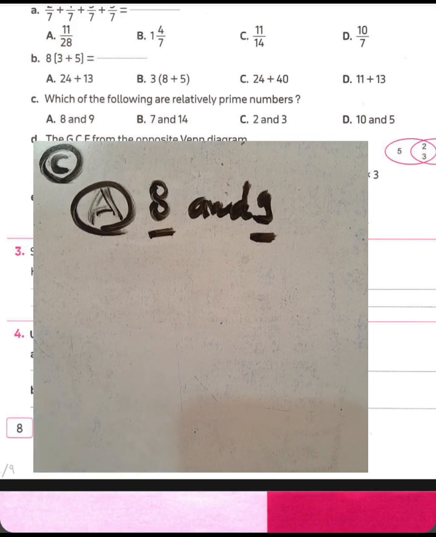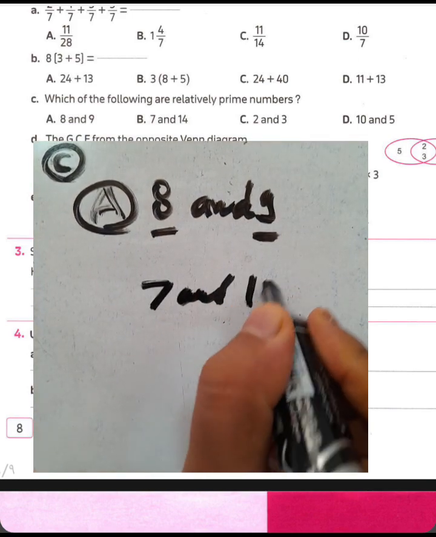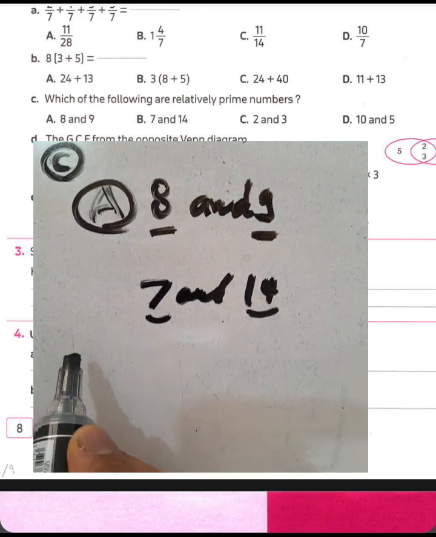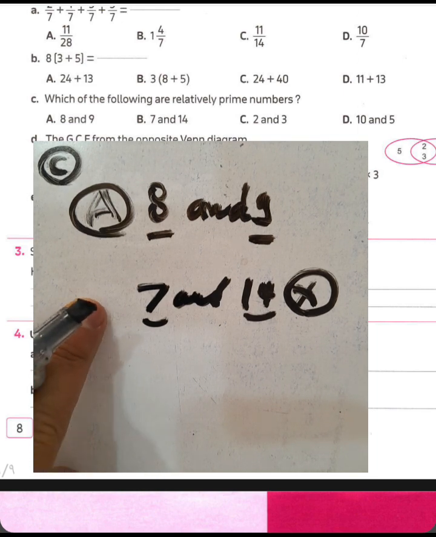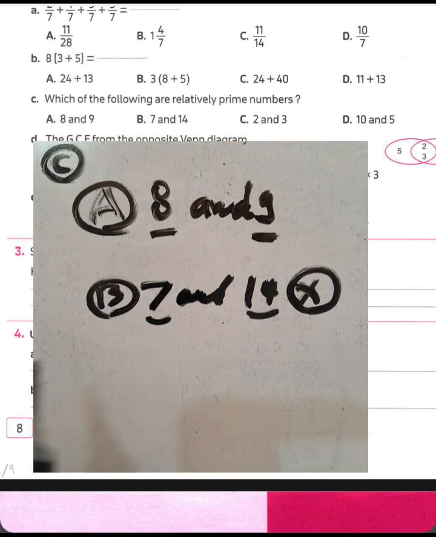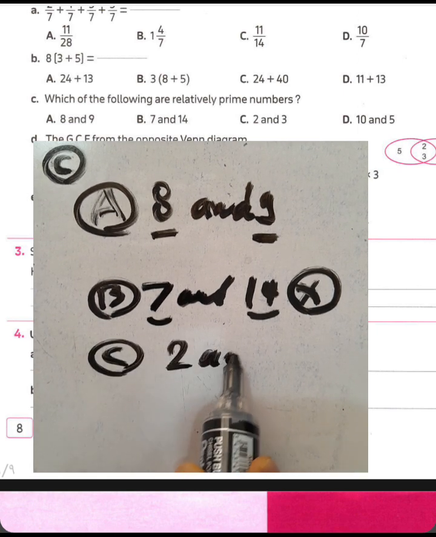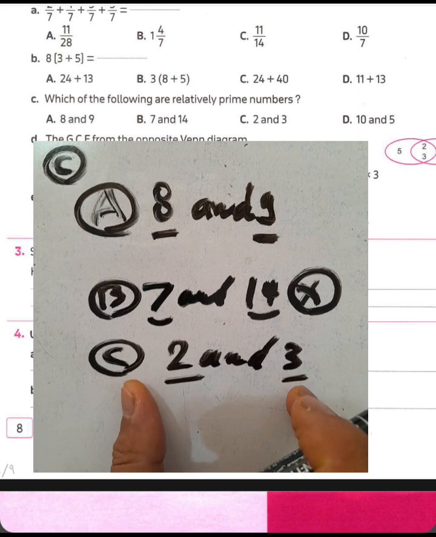What about 7 and 14? 14 can be divided by 7, so we can choose letter B for this example. Letter C, 2 and 3. 2 and 3 are prime numbers. Don't choose prime numbers, okay?